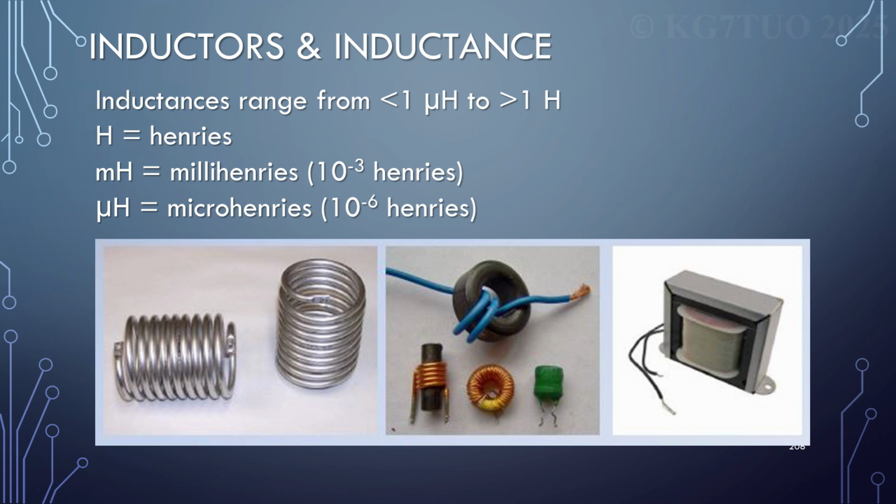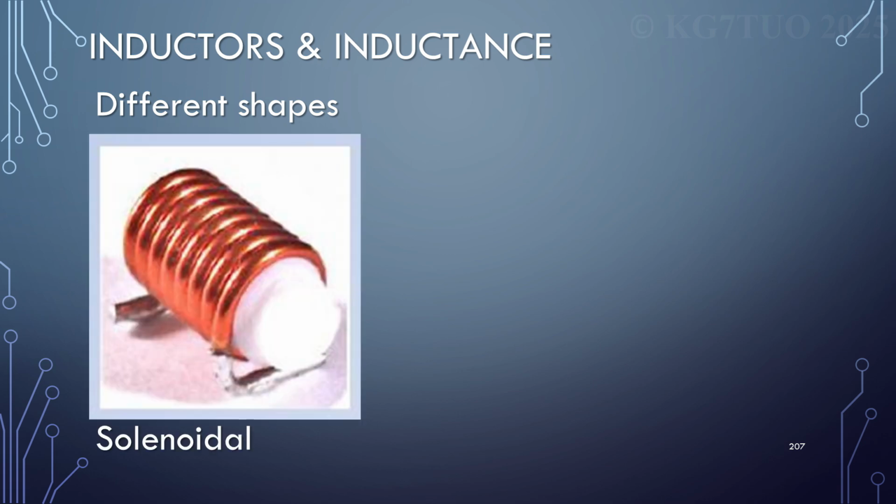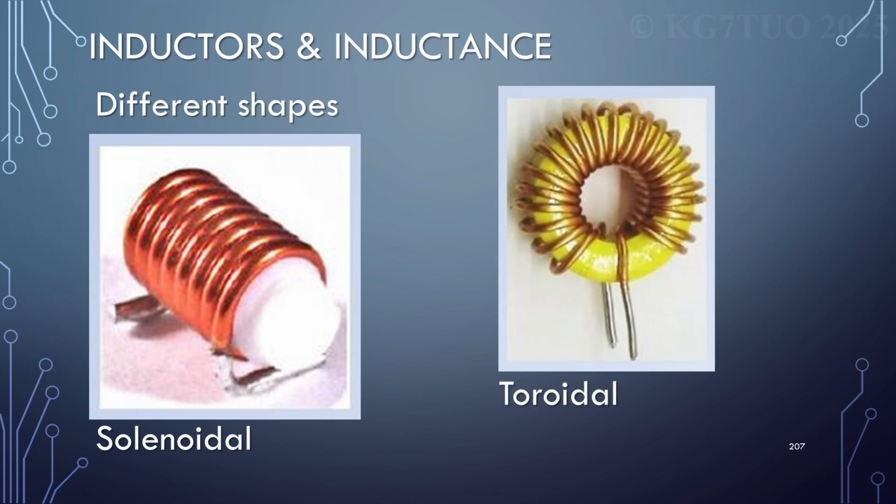Microhenries. Different shapes. So there's your solenoidal. That's one of the ones that's being passed around, the one you have in your hand right there. And then you have the toroidal.